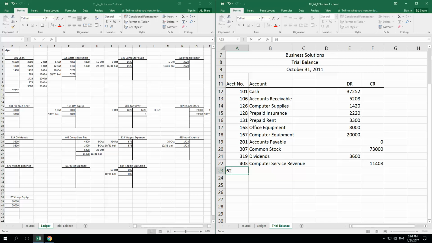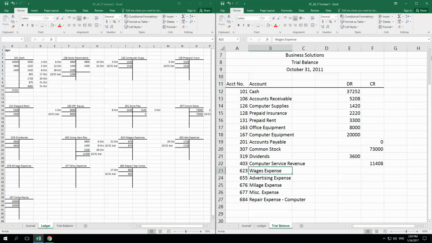Then I got account 623, 655, 676, 677, and 684. And those are all my expense accounts. 623 is wages expense. 655 is advertising expense. And 676 is mileage expense. 677 is miscellaneous expense. And finally, 684 is repair expense. And that's for the computer.